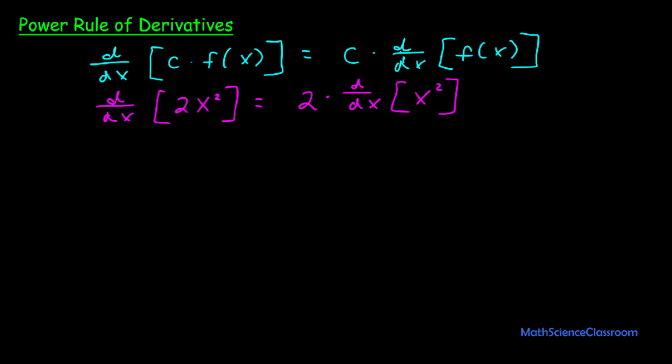So let's try another. The derivative of 1/2 x to the third. So we find the constant. The constant is 1/2. And then we put it in front before the differentiation. So it is 1/2 times d dx of x cubed.